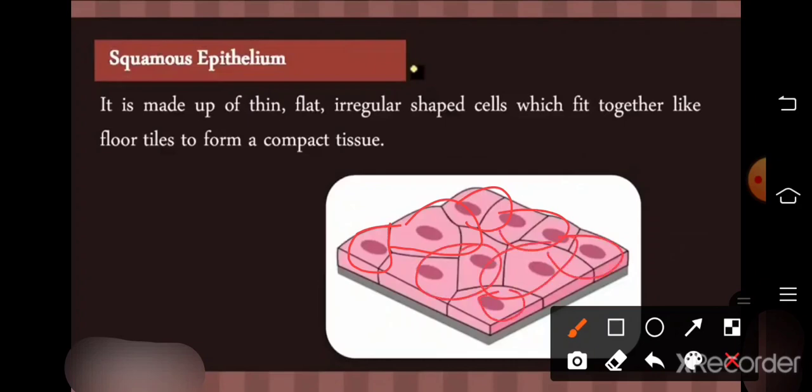They are made of thin, flat, irregular shaped cells which fit together like floor tiles to form a compact tissue.